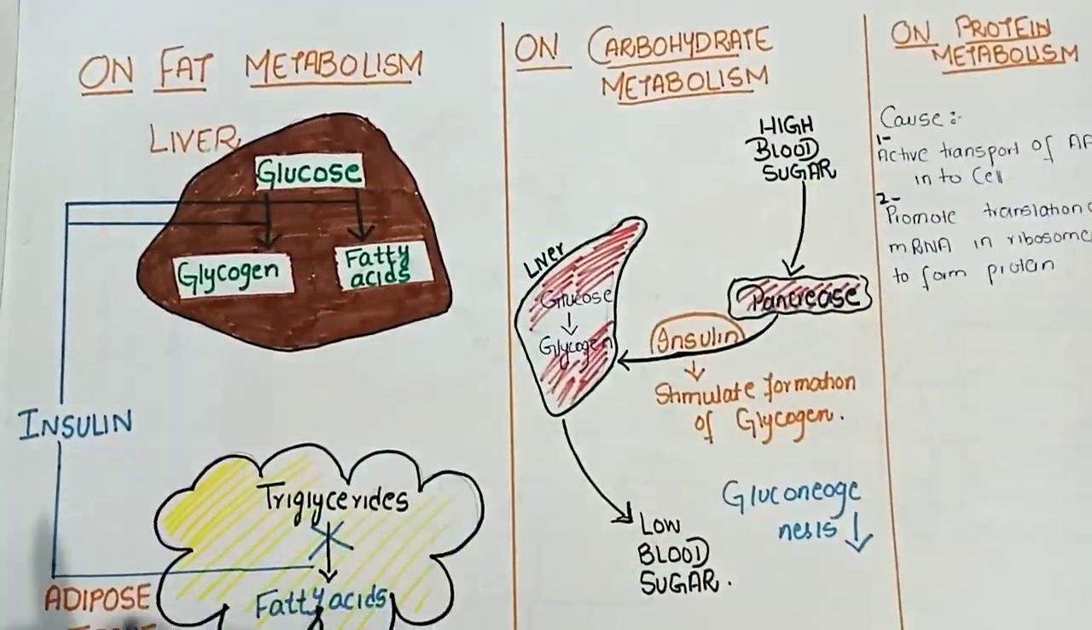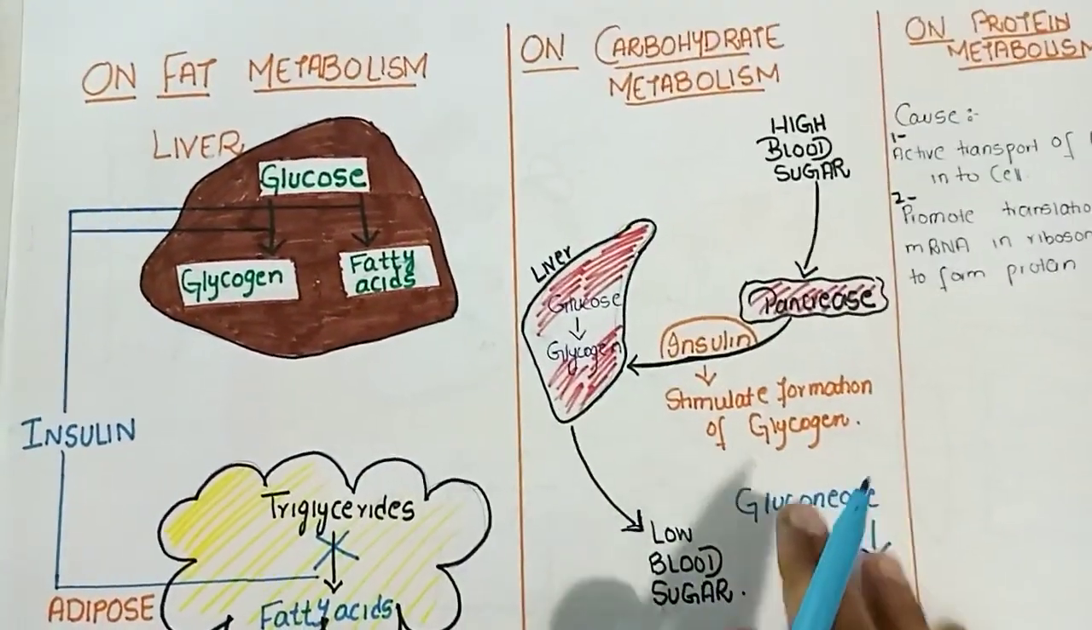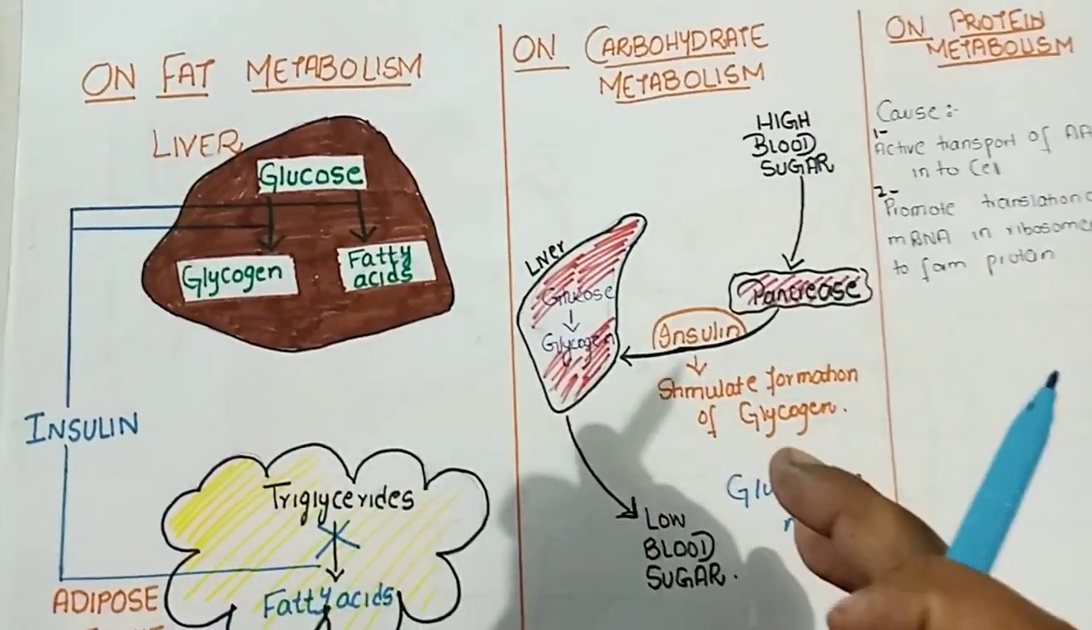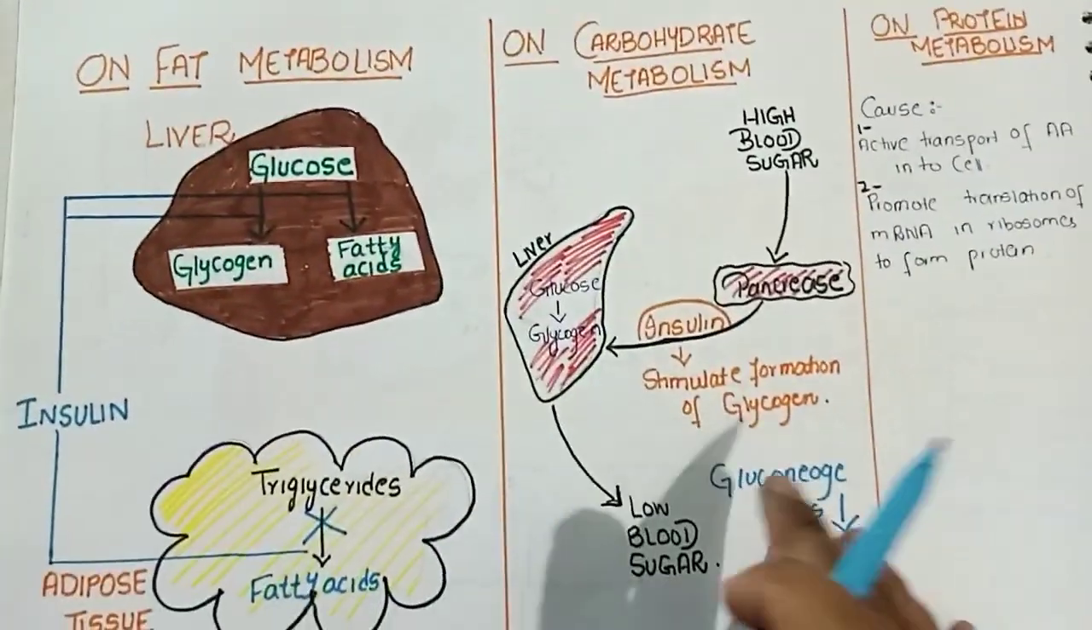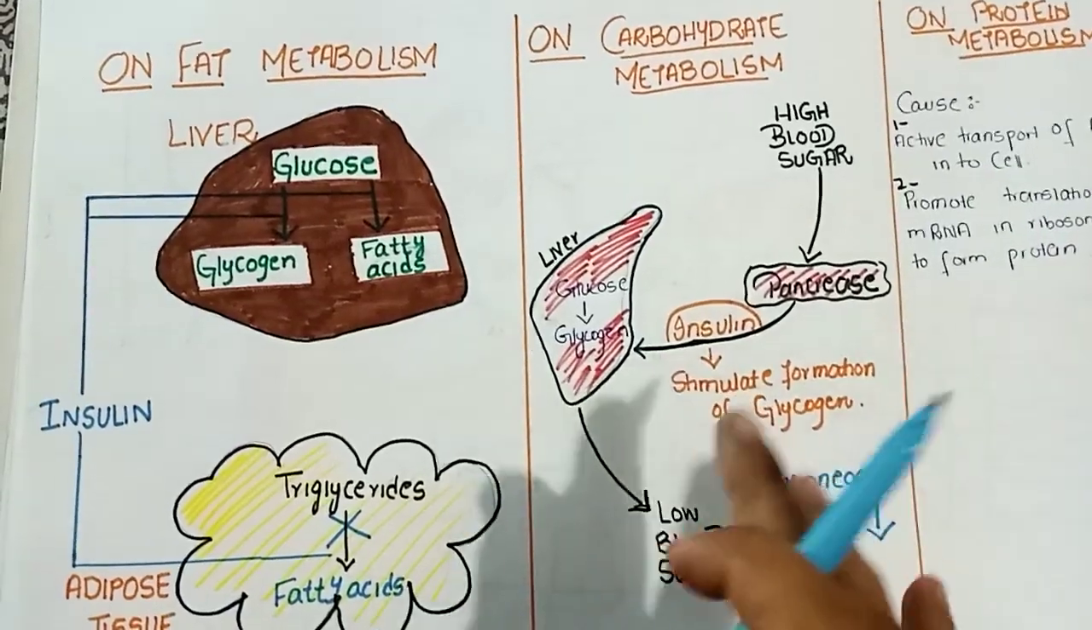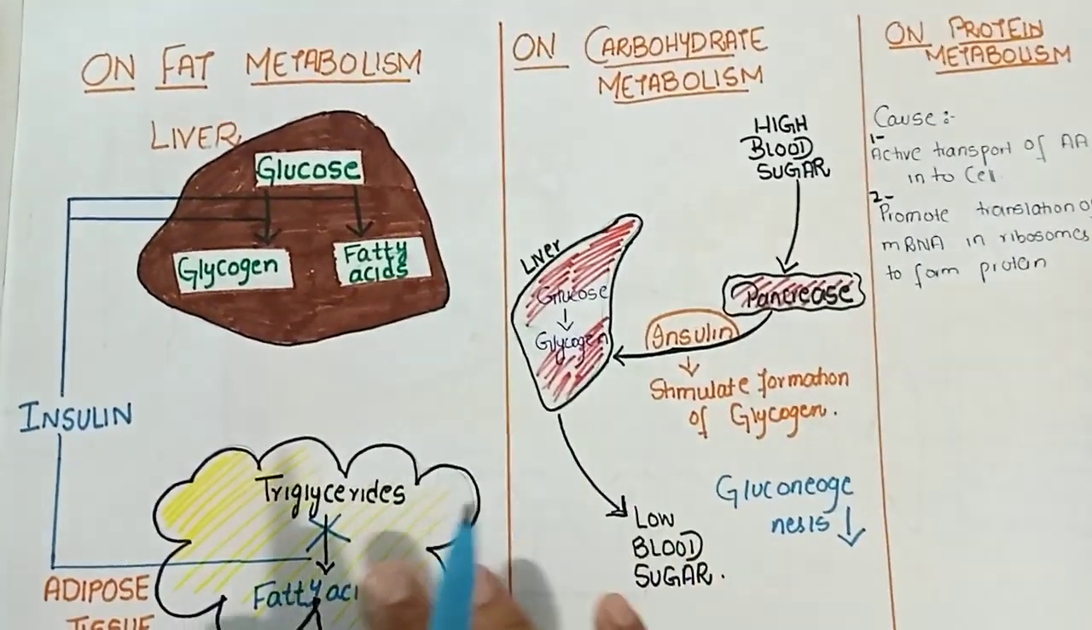So here I have explained to you the regulation and the action of insulin, and glucagon is exactly opposite to insulin. So here we are done with our topic.